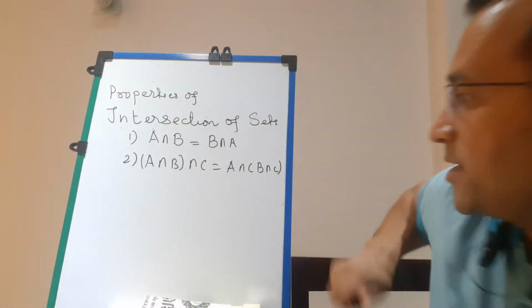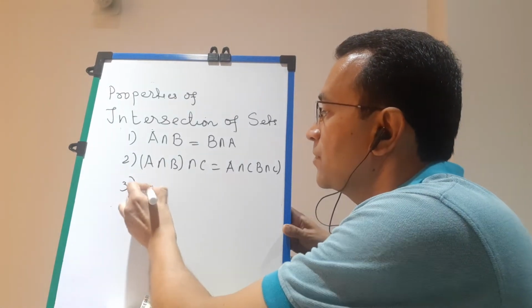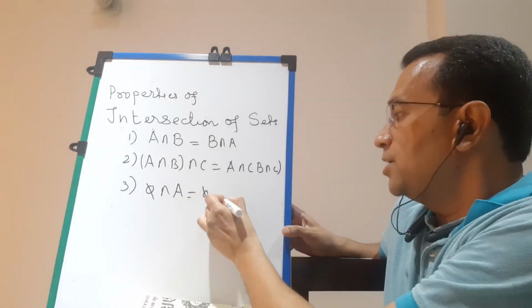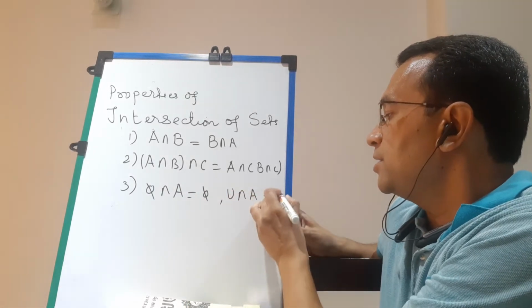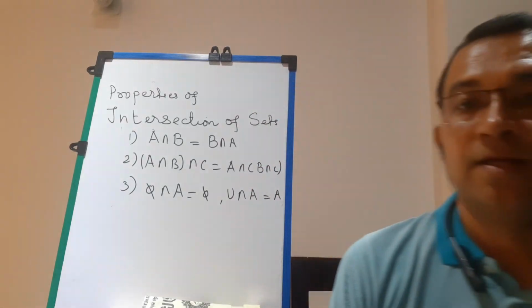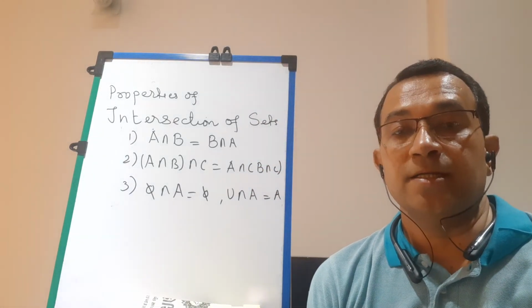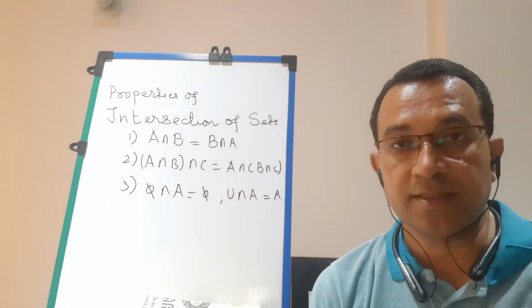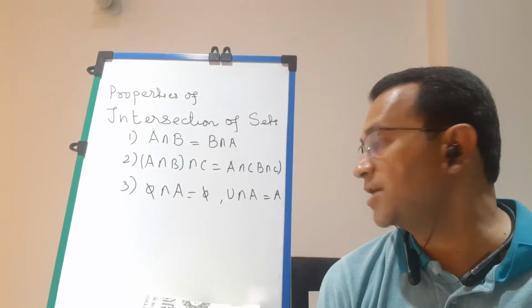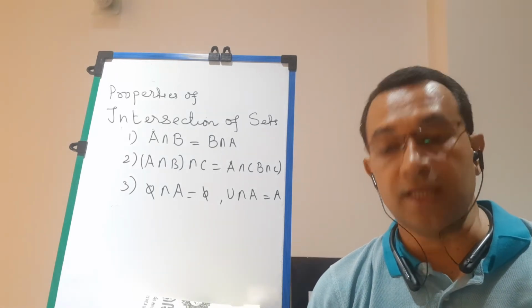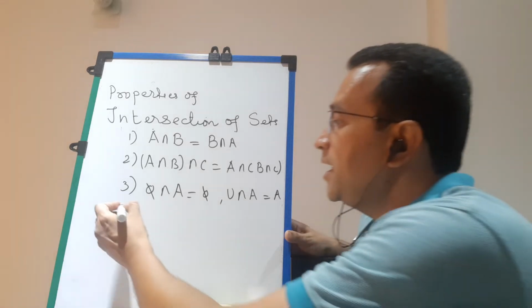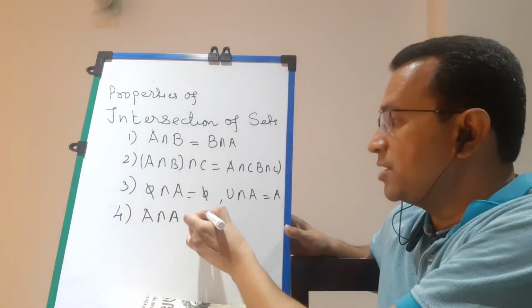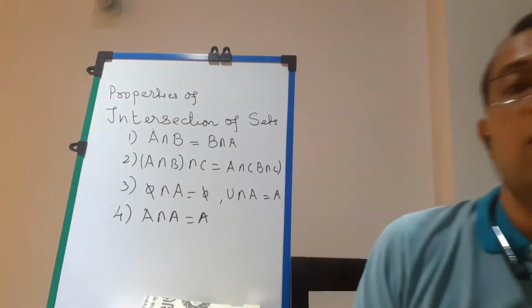Then, students, null set intersection A is null set, and U intersection A is A. So identity element and law for U. Null set intersection A will be definitely null set, and U intersection A will be definitely, students, A. Then fourth, A intersection A is equal to A. This is again, students, idempotent law.